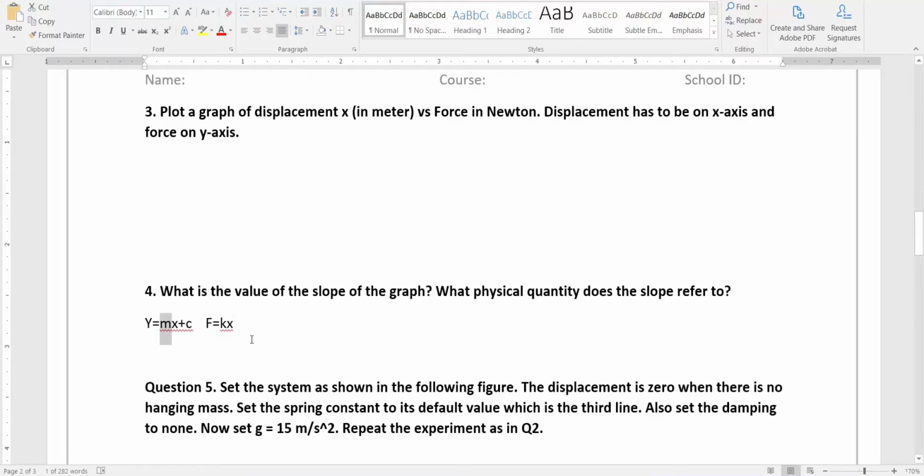That's exactly the situation here. If you plot a graph between the force and the displacement, which is x, then you will get a slope here, and in this case the slope will be k. And what is k? That is the spring constant. So in this case, the slope of the line gives you the spring constant.